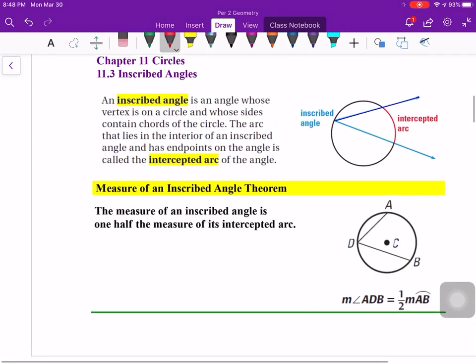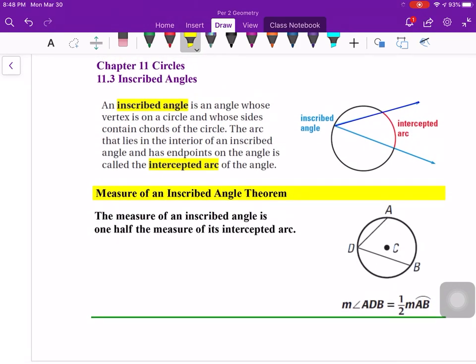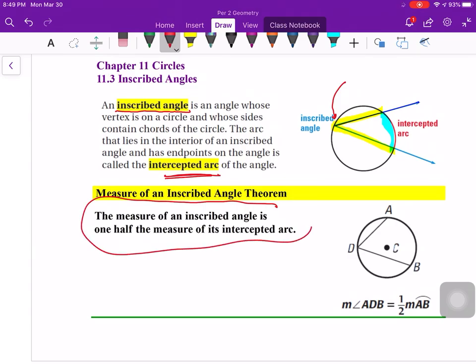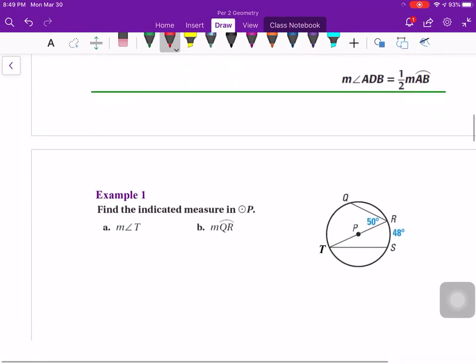Now, we're going to talk about inscribed angles in this section, and an inscribed angle is an angle that has its vertex on the circle itself. Now, this angle is further from the intercepted arc, so this angle is only half of the intercepted arc. See, the vertex would be right here. And it's further away from the arc, so it's only half the intercepted arc. And that's what this is telling us right here.